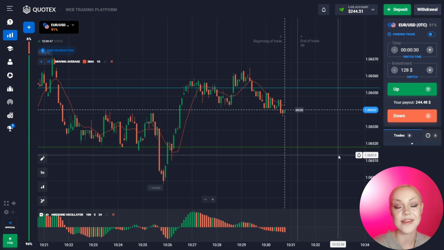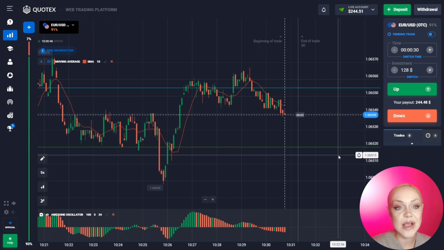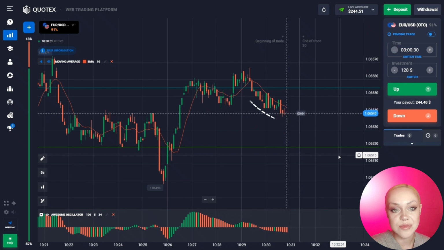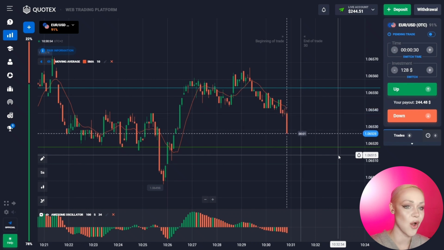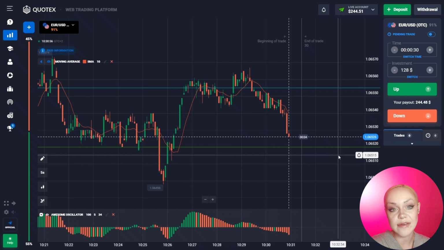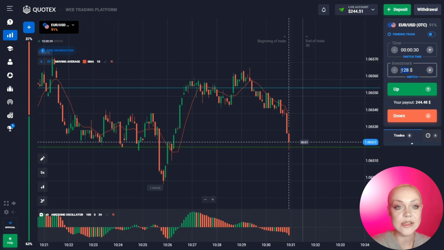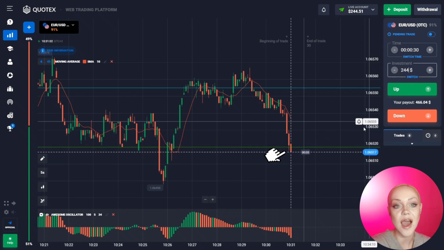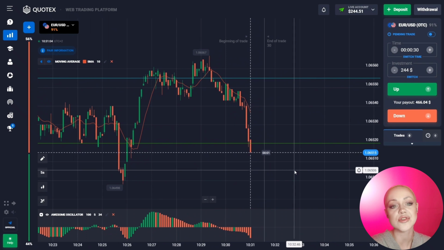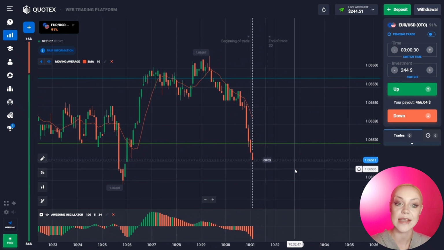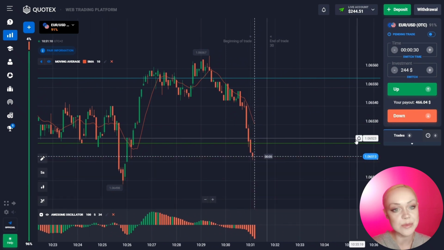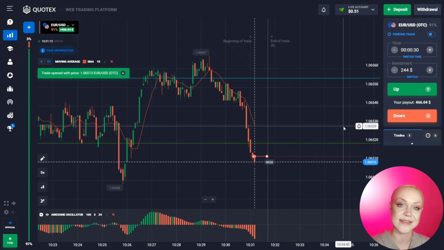And now let's find the next entry point. We see that the price continues to move along the average moving line with mainly red long candles. After breaking through the level of support and a significant increase of the red columns on the awesome oscillator, I decided to open a trade for the entire amount of my deposit for a subsequent price fall for 30 seconds.